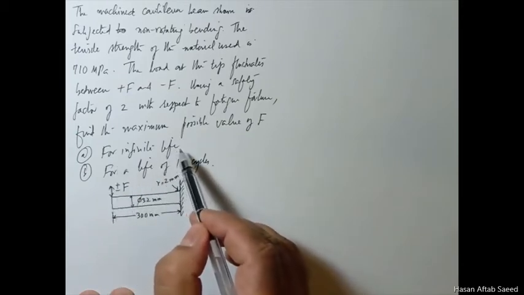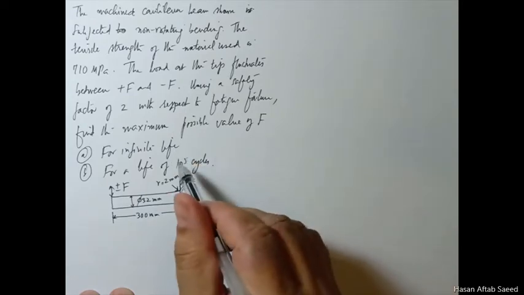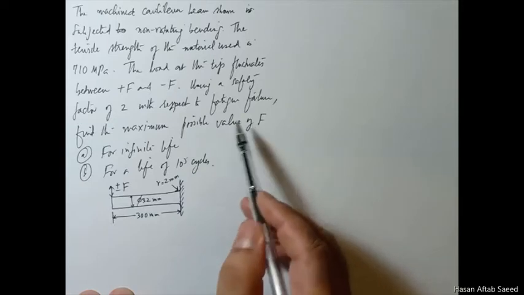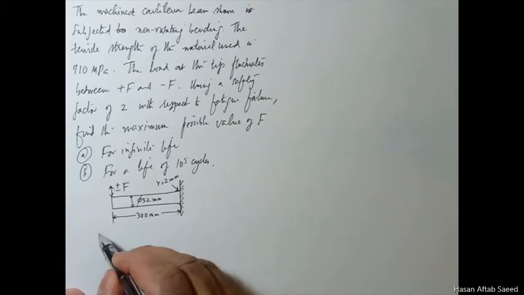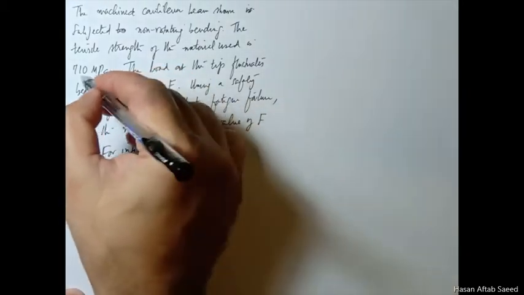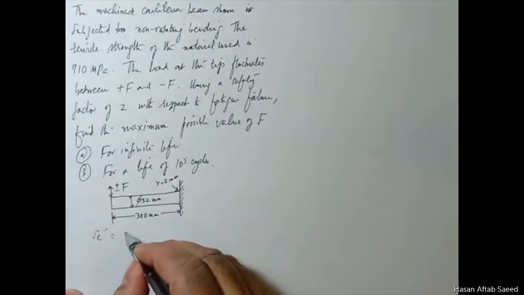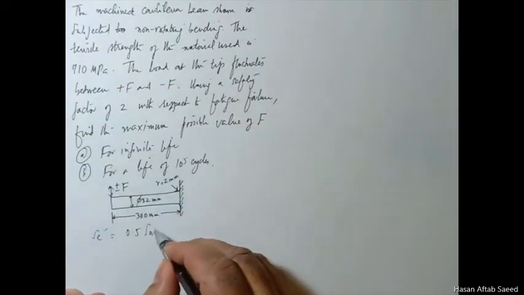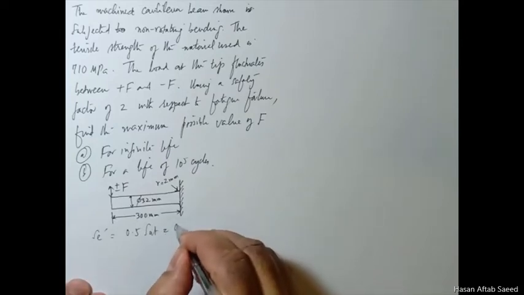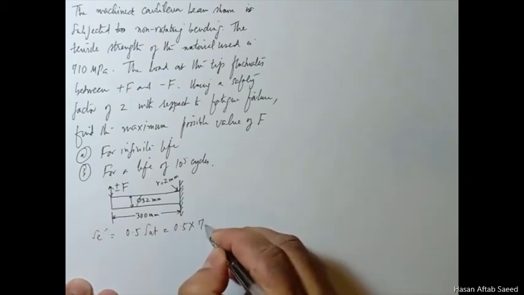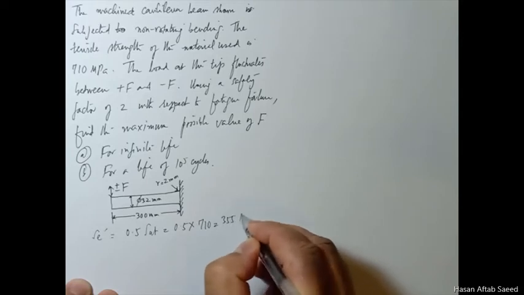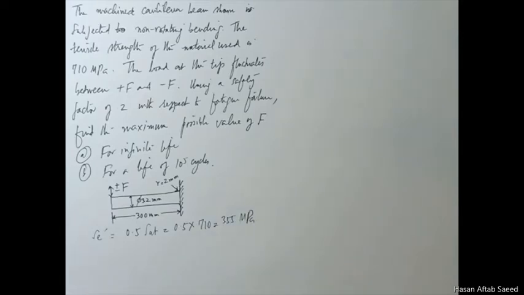Obviously, for infinite life, you will be able to put in some value of F, but for a life of 10 raised to the power 5 cycles, you'll be able to put a larger value of F because you are reducing the number of cycles. So let's start with this. Again, we start with the strength part first. SE prime, you don't need to see any table now because you already have the value of SUT. So 0.5 into SUT, that is 0.5 into 710, which is 355 MPa.